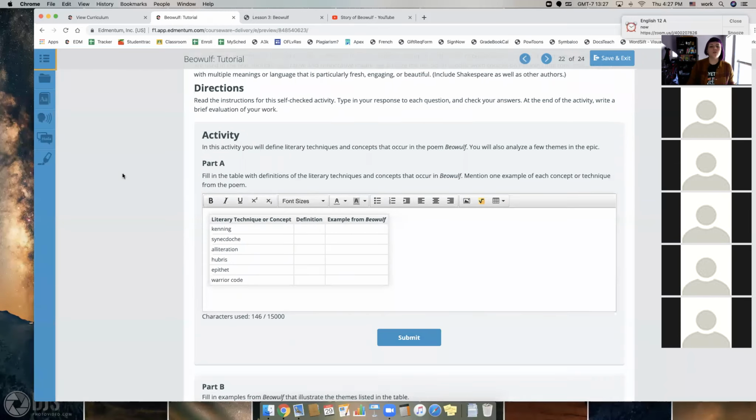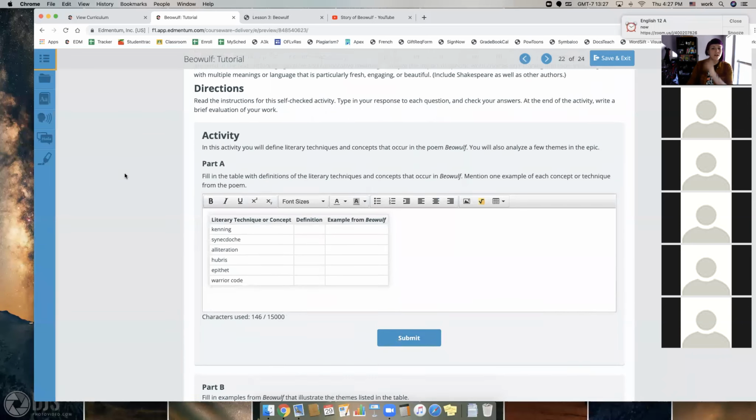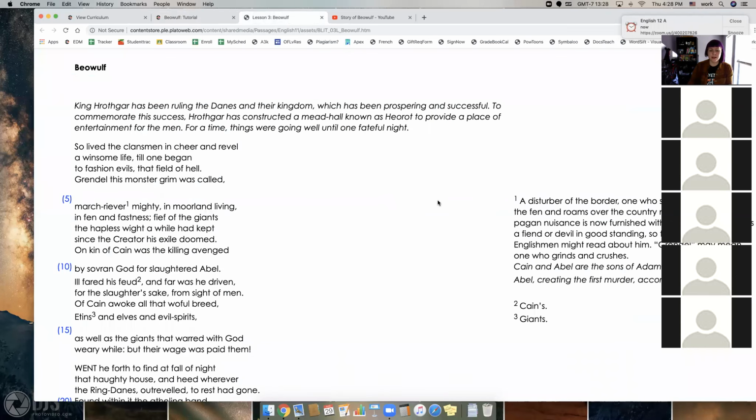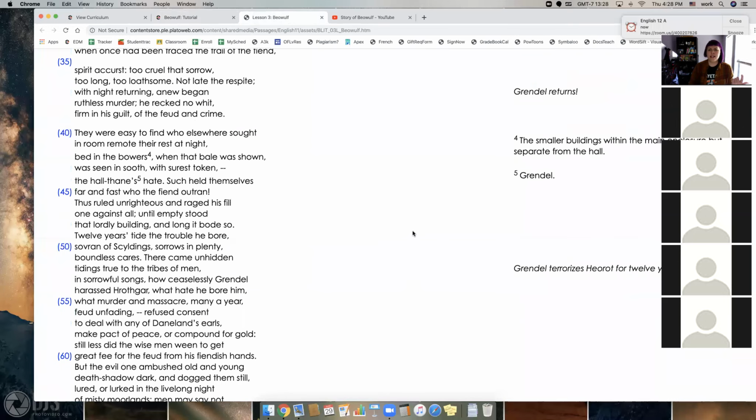The Beowulf tutorial only has one lesson activity. What I wanted to do was go over the definitions of these words in the table with you, and then I want you to try and find the examples on your own. Some of them will be easier than others, but also something that I noticed when I was reading over this is that a couple of them get pointed out to you.